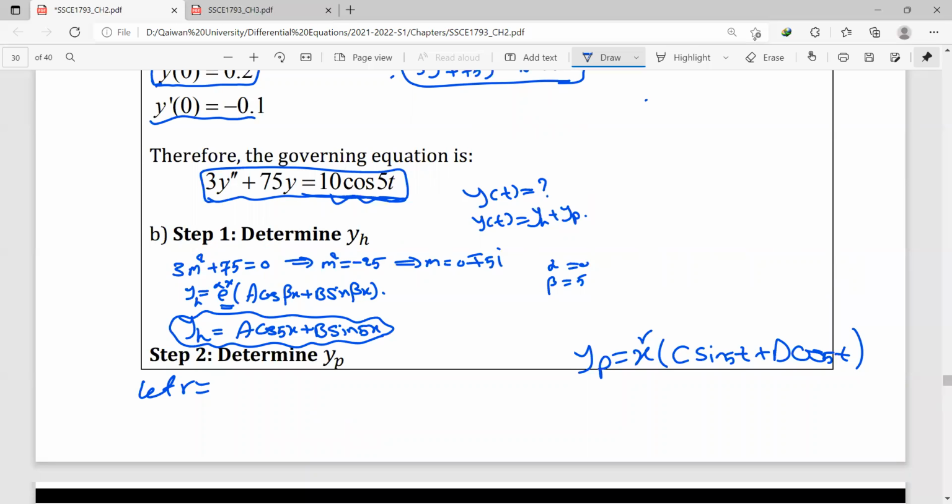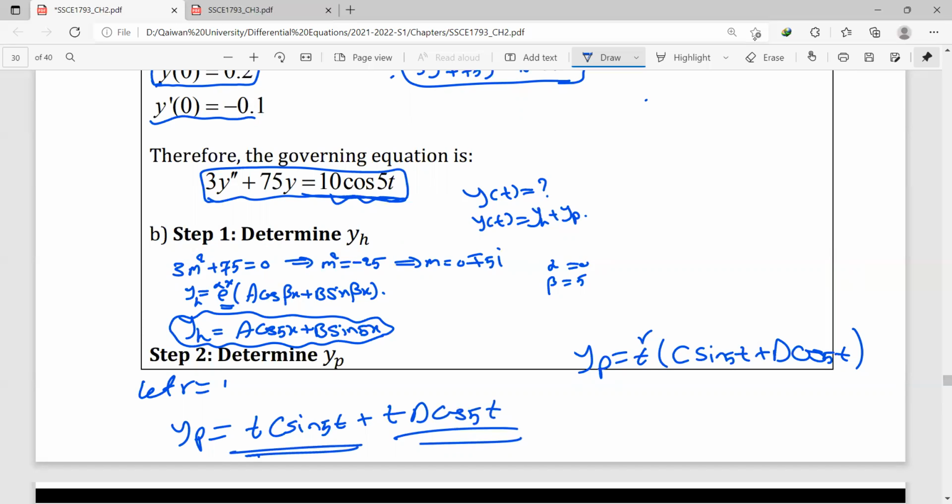Okay? If r is 1, what do we get? We get yp equals t times c sine 5t. We should write t here, okay? Because our independent variable is t. So it is tc sine 5t plus td cosine 5t.